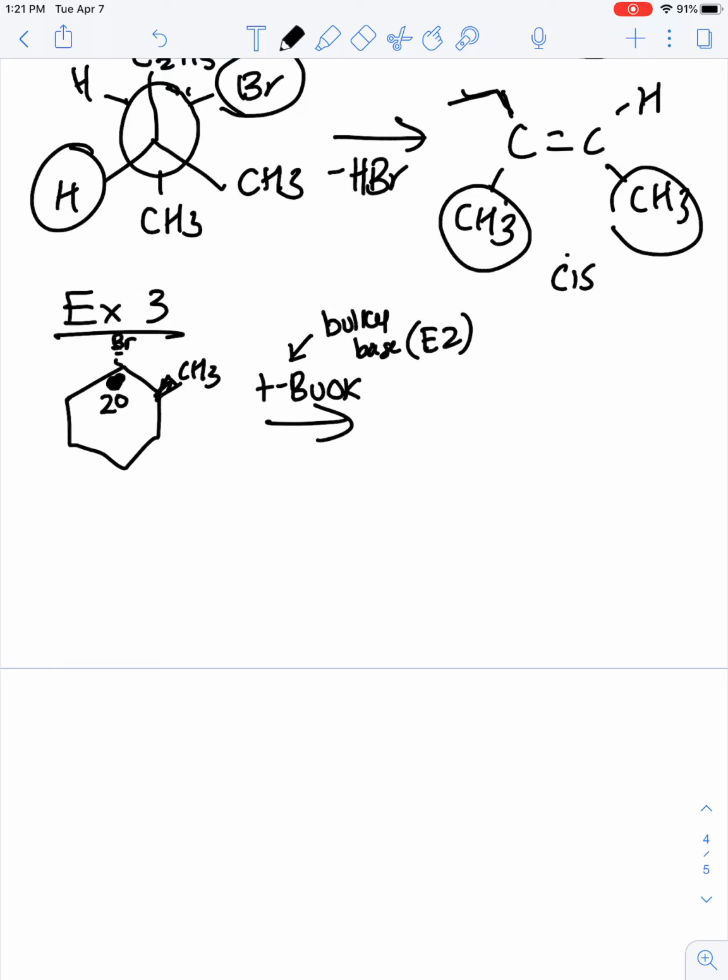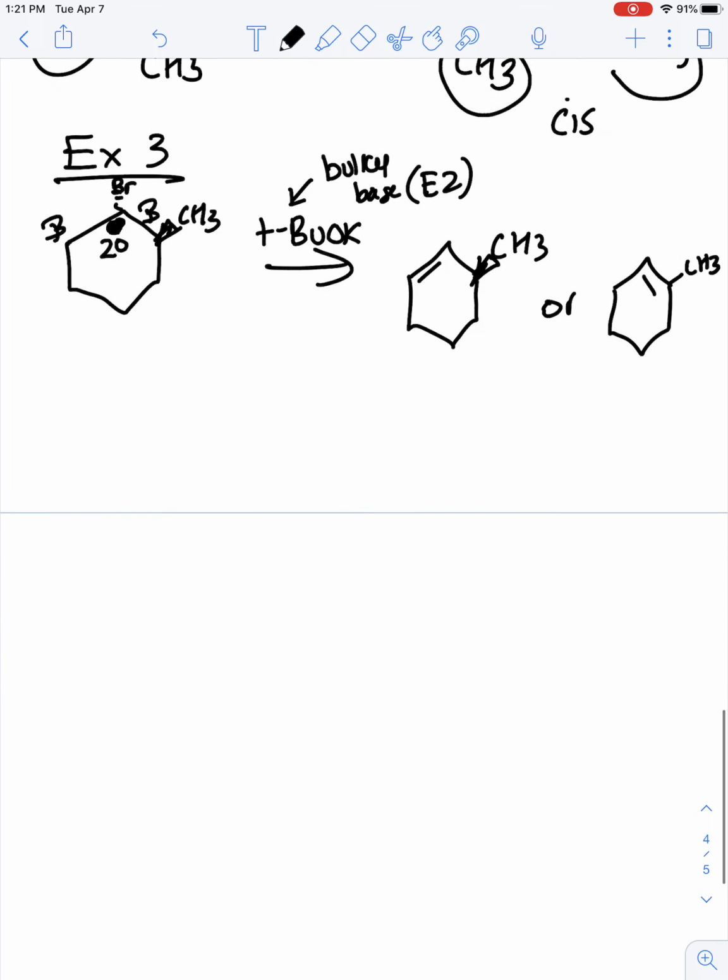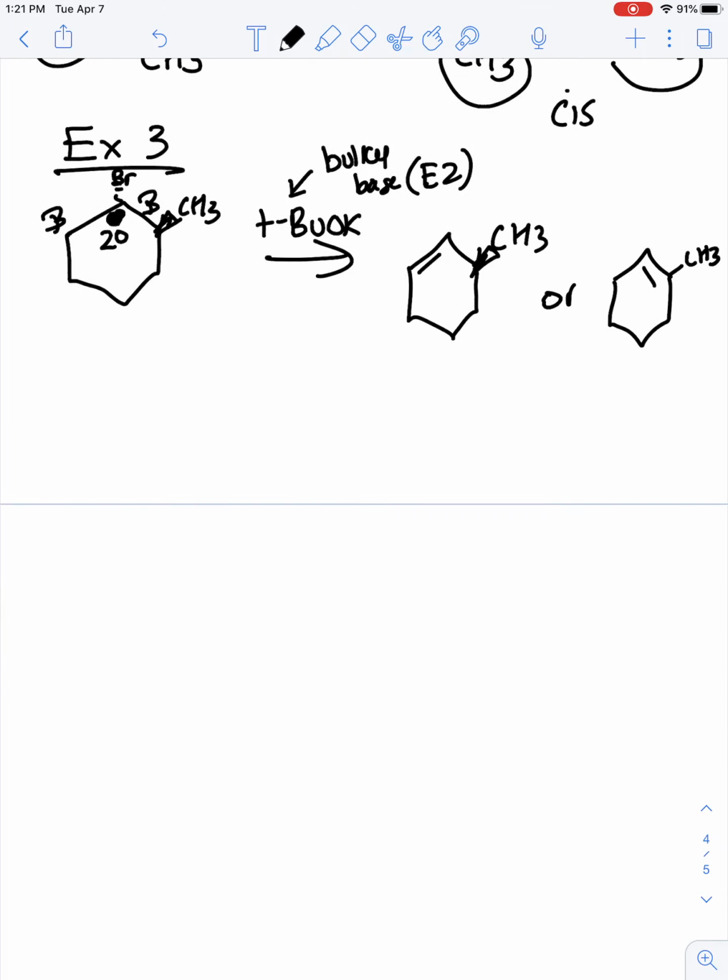So we have our alpha here. This is going to be a beta, and this is going to be a beta. So we have two different products that we would think could form. We have this product, or we have this product here, again just by removing that beta hydrogen. In order to see which product would really form, we have to think about that chair conformation. So this is going to be equal to this chair.